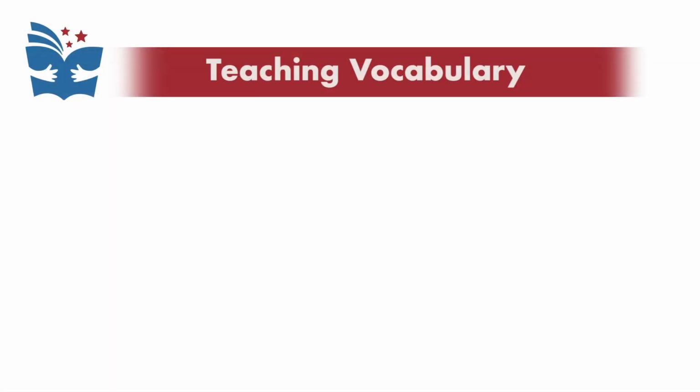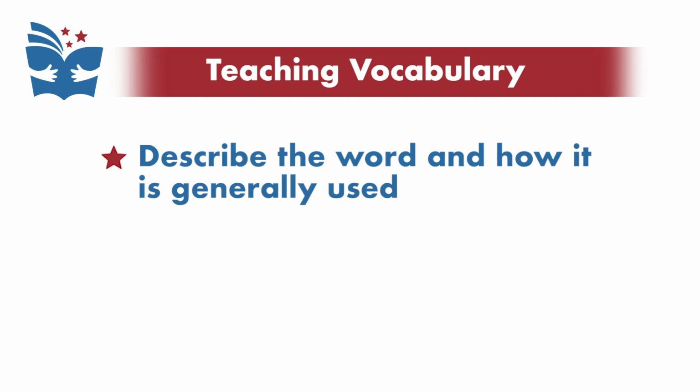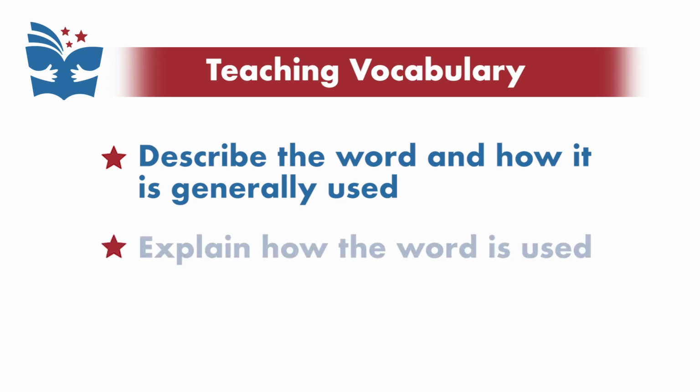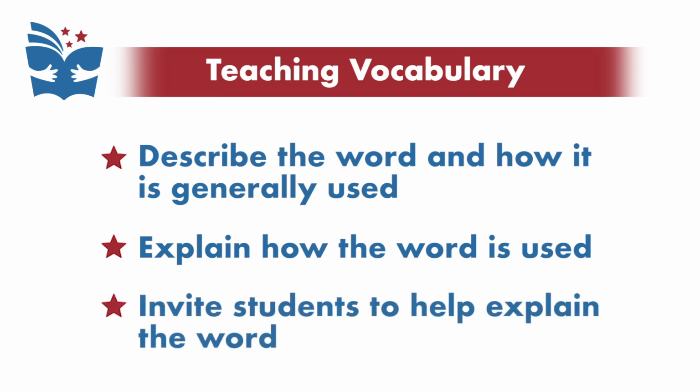The next tip for teaching vocabulary in text is to choose appropriate strategies to teach the new words. You will want to choose strategies that align with your set learning goals. For example, providing examples might be used to develop a new concept before reading. Then, in the reading, a student-friendly definition is included to reinforce the learning. Another way to teach students selected words is by using the following procedure. Describe the word and how it is generally used. Explain how the word is used in everyday language, and then invite students to help you explain the word.